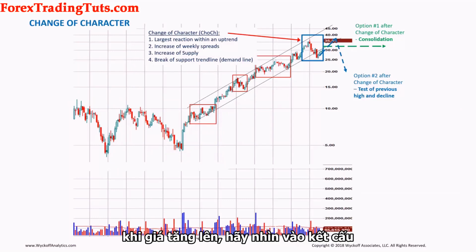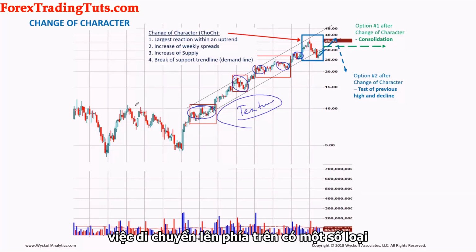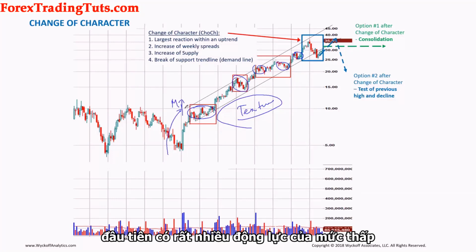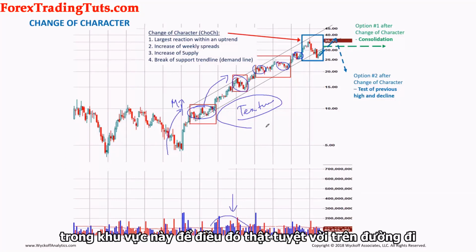As the price goes up, look at the texture of all of the moves up and the reactionary textures. So reactions are either flat or non-significant. And then the moves to the upside have some kind of deterioration of the momentum. So we have first a lot of momentum off the low, then continuation of that momentum. We still see some buying here in this area, so that's great on the way up.